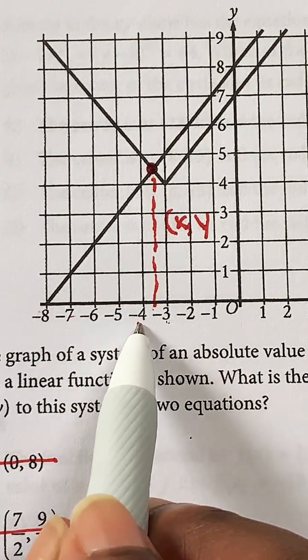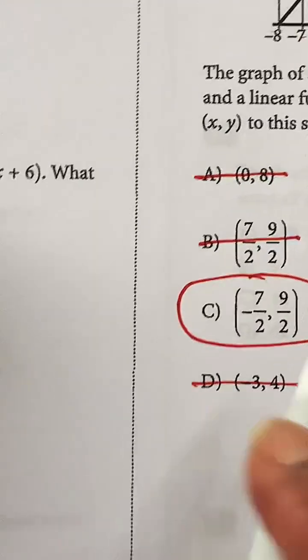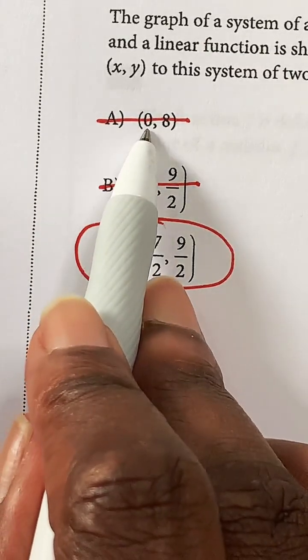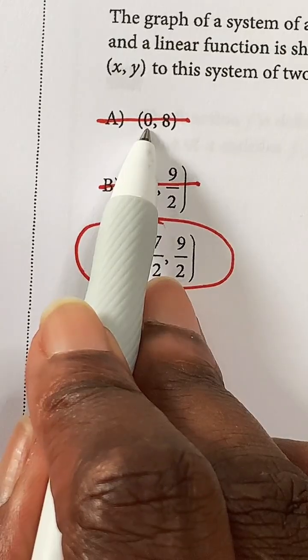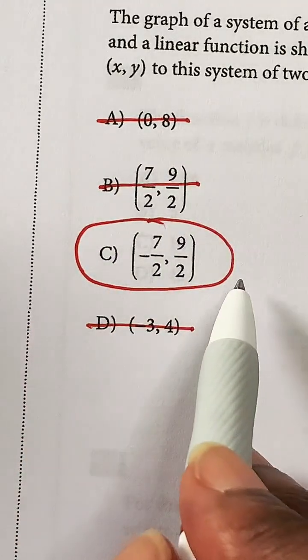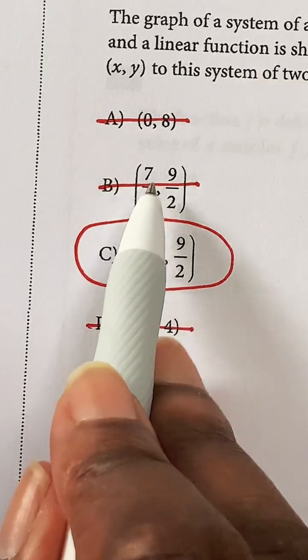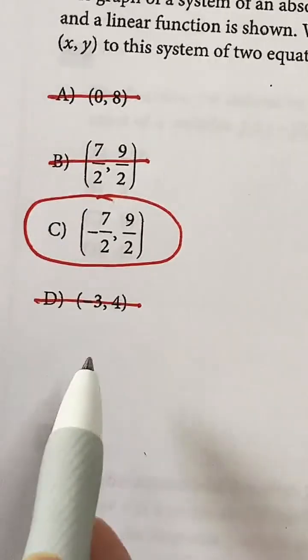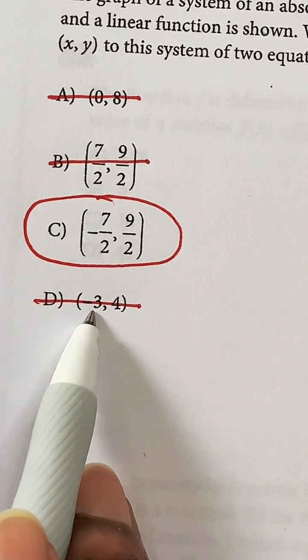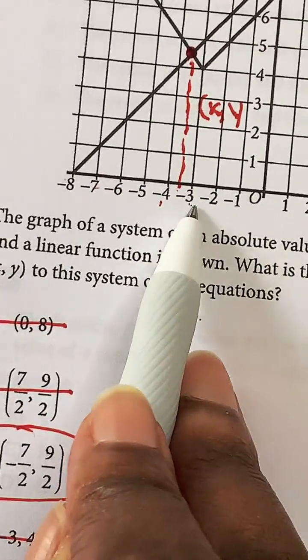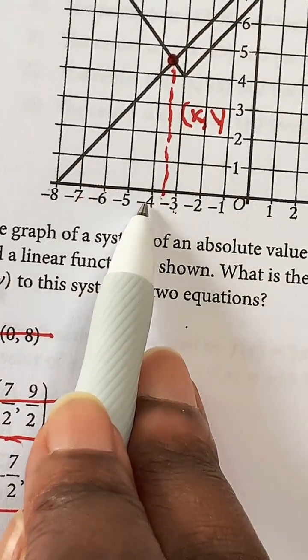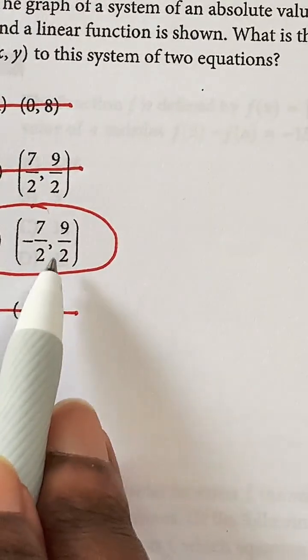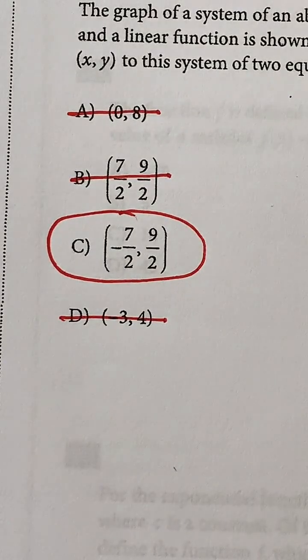Well, if I look at the x values of my choices, A is 0. No, 0 is not between -3 and -4. Gone. Okay. B, it's a positive 7/2. We're looking at negative numbers. Gone. Okay. D is a negative number. Great, but it was -3. We're looking at in between -3 and -4. Gone. That's why C is our answer. Yep, so it's in between the -3 and the -4.